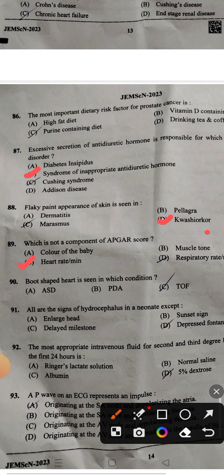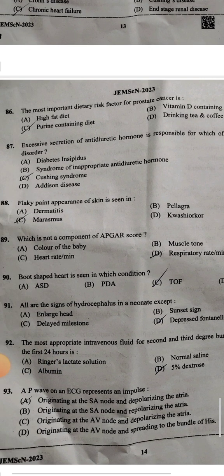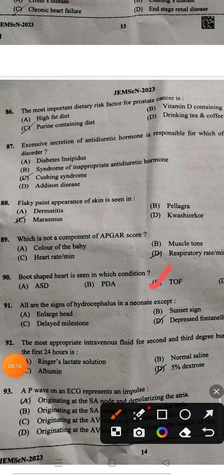Boot shape heart is seen in which condition? Option A, ASD, option B, PDA, option C, TOF, option D, TAPVC. The correct answer is option C, TOF.